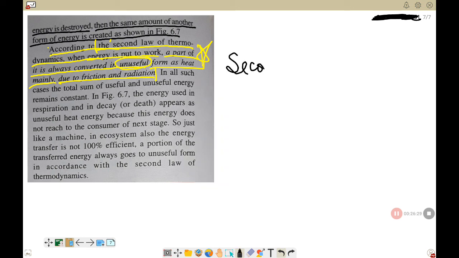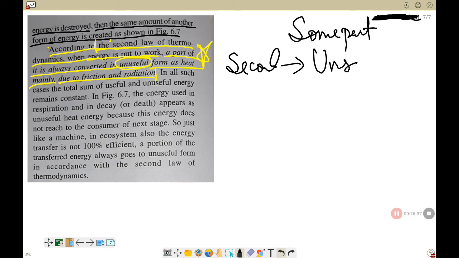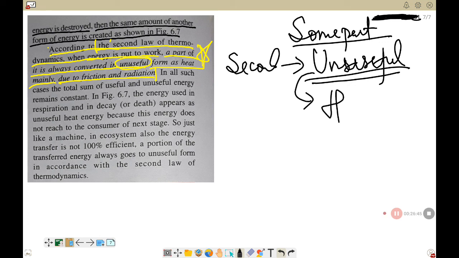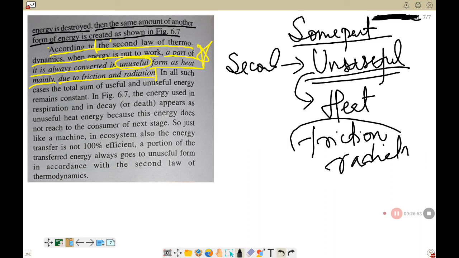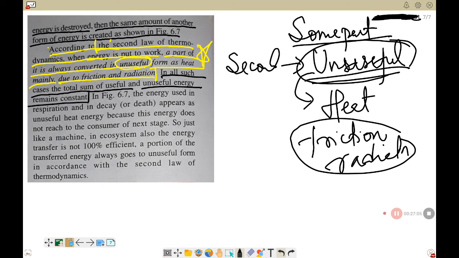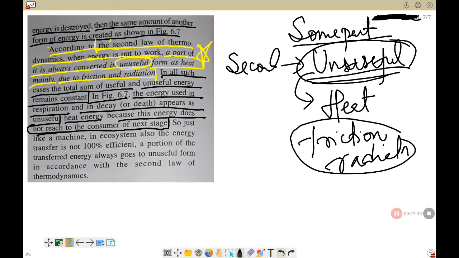So the second law of thermodynamics says that some part of energy is always converted into an unuseful part, and this part is usually in the form of heat. Why? Because of the friction and radiation. So this unuseful part of the energy actually degrades the flow of energy. So in all such cases, the total sum of the useful and unuseful energy remains constant. So in figure number 6.7, the energy used in respiration and in decay or death appears as unuseful heat energy, because this energy does not reach the consumer at the next stage.